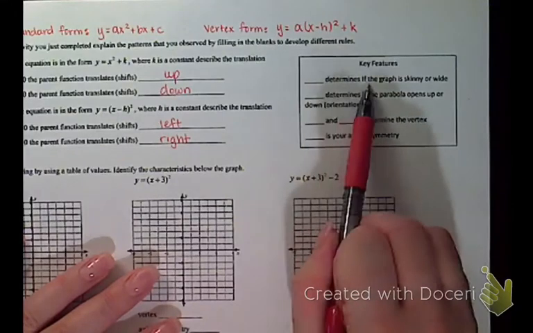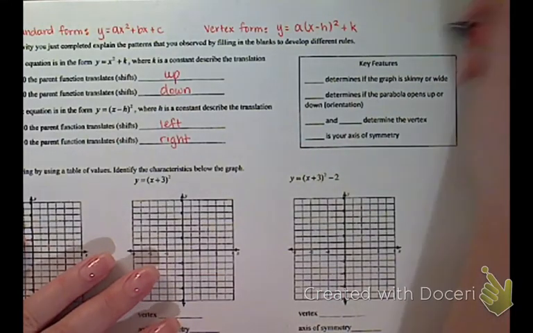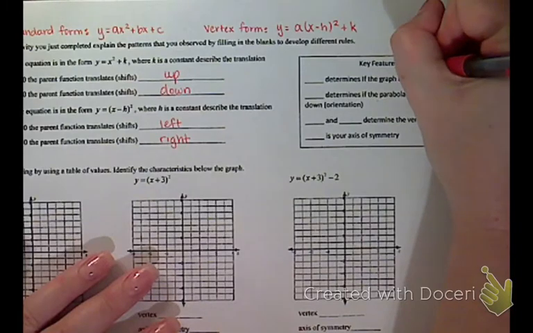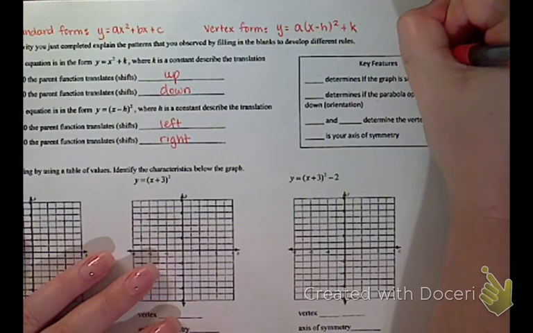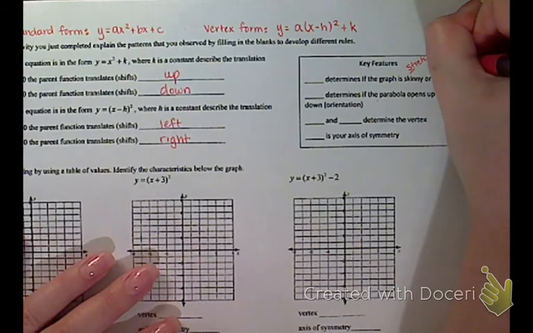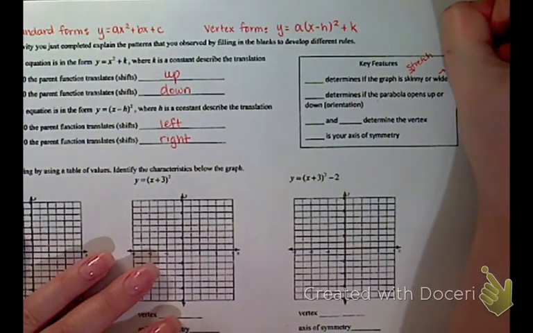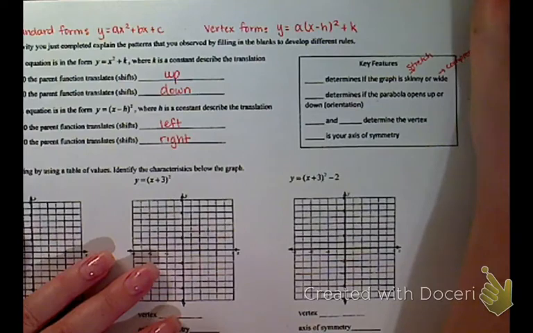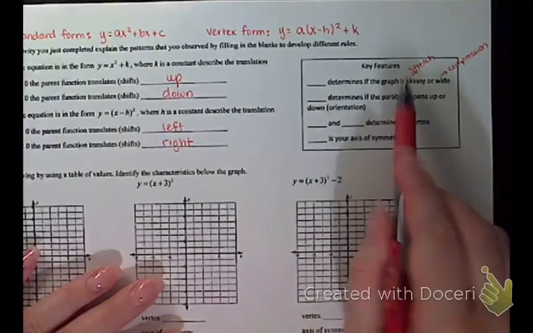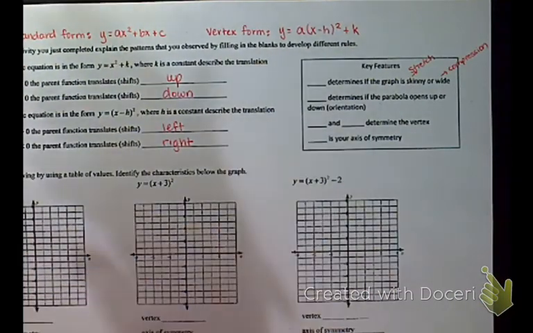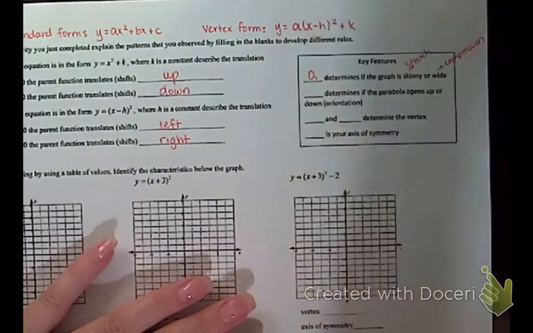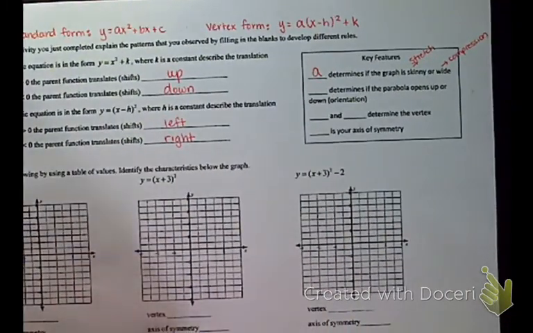So what determines if the graph becomes skinny or wide, or whether you have a stretch or compression? If you remember from last week's notes, the A value will change. So if A is between 0 and 1, you are going to have a compression. It's going to get wider. If A is greater than 1, we're going to have a stretch, and our graph is going to be skinnier than our parent function.